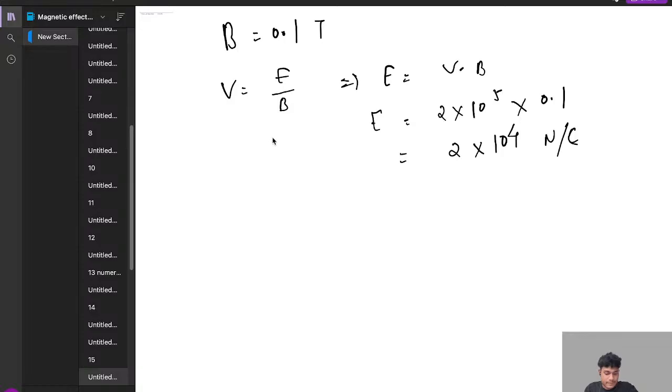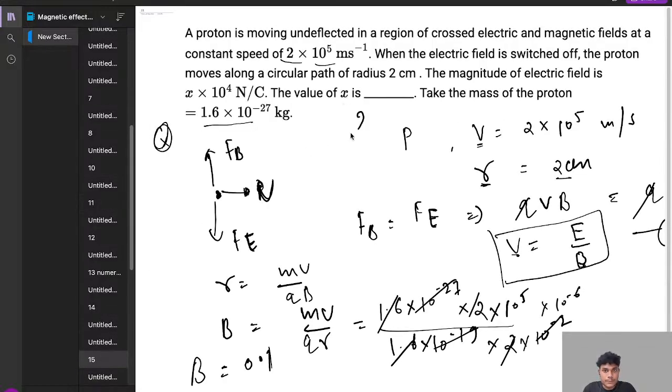Right? Understand this? You understand this? So our answer is 2. Okay, we have to write the value of x. So our value of x is 2. You understand this? Now move to the next question.